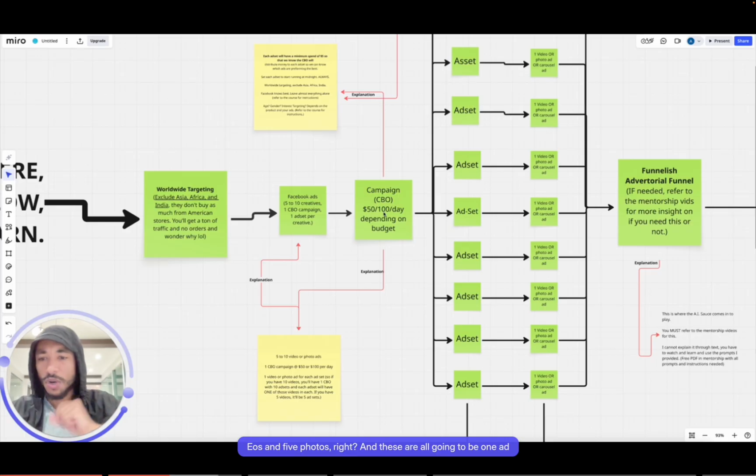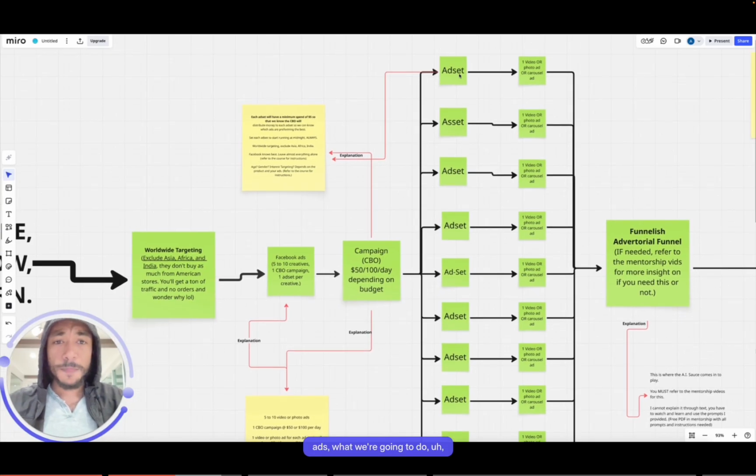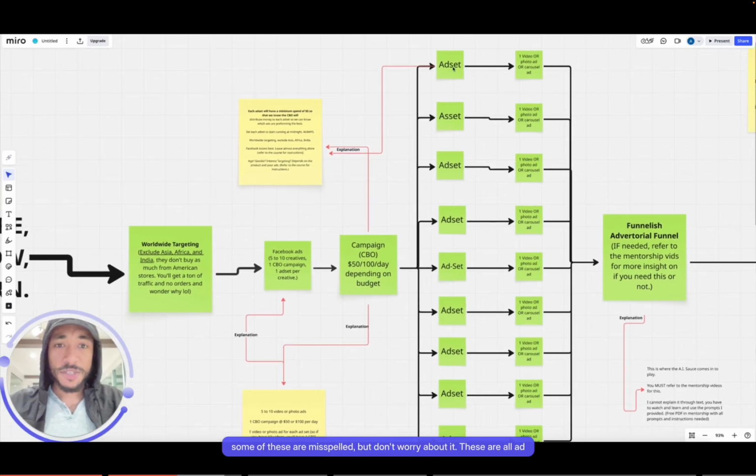And these are all going to be one ad each. One video is one ad, one photo is one ad. So if you have 10 pieces of content that you want to run as ads, what we're going to do, some of these are misspelled, but don't worry about it. These are all ad sets, right?